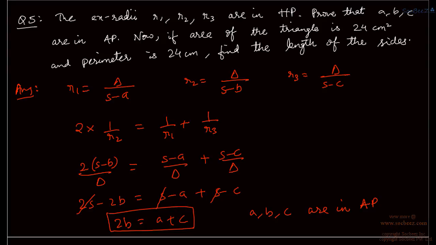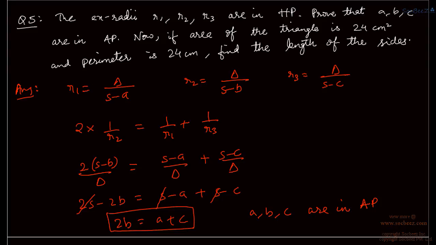We now know that a, b, c are in AP. So this is true in general: if we know that the exradii of a triangle are in harmonic progression, then the sides of the triangle are in arithmetic progression. Now let's see how to solve the next part of the question.